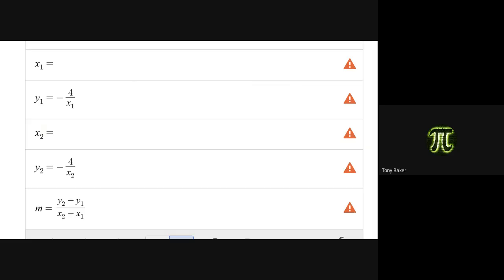So the derivative actually is telling me instantaneous slope. You might have actually done a problem that looks like this at one point in pre-calc.